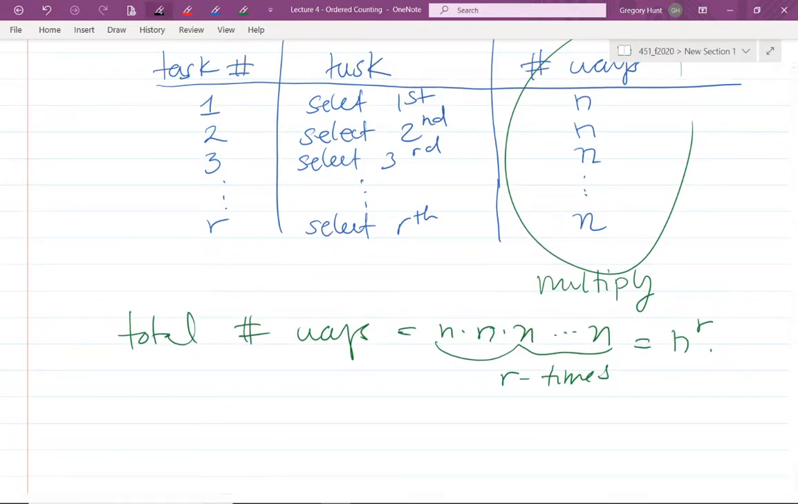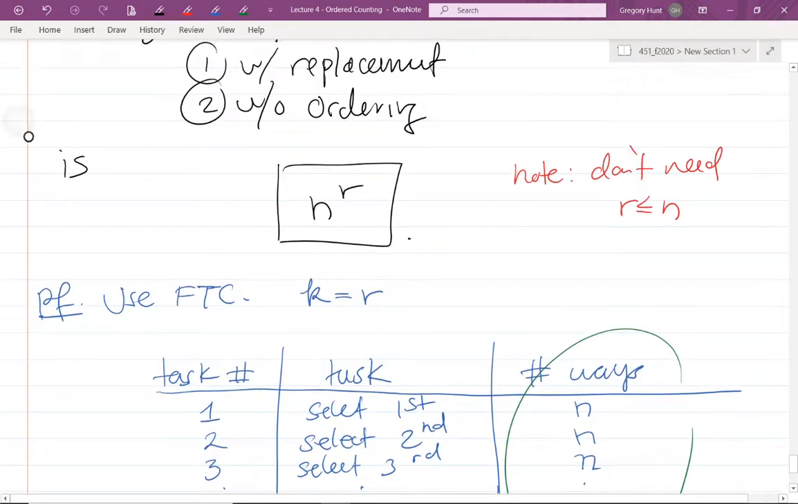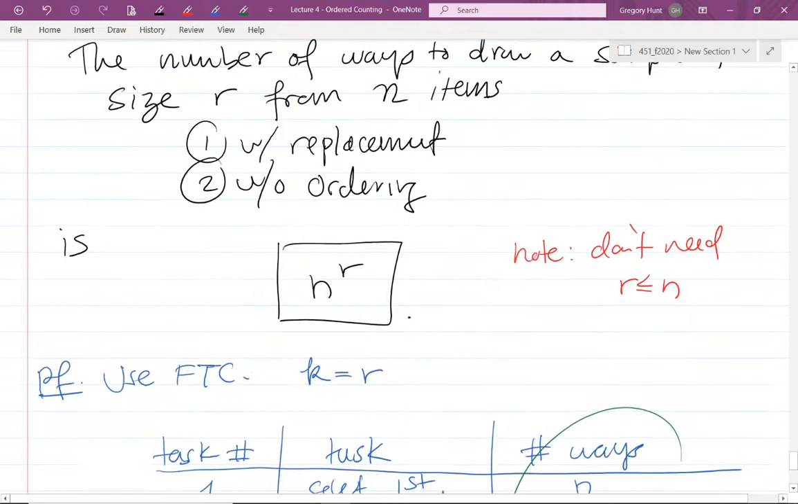Cool. So that's a real simple proof. It's actually simpler than the other proof. So when I'm sampling with ordering and replacement, it's just n to the r.